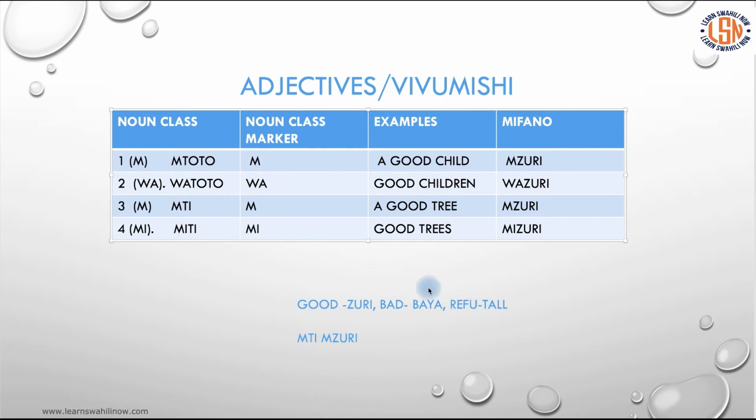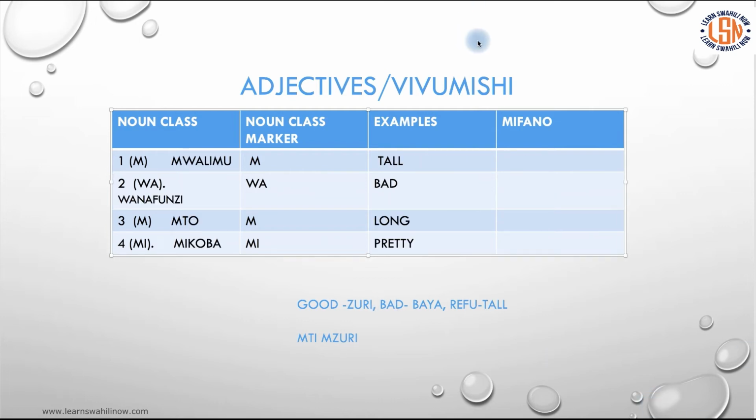How about we try it with the other adjectives that we were working with? Okay, so I have decided to mix things a little bit. I am using other nouns from noun class 1 and noun classes 2, 3, and 4. So mwalimu for teacher, wanafunzi for students, and then mto for river, and mikoba for bags. So the same thing remains, the noun classes, because I really didn't change any noun classes, I just changed the examples. So it's still going to be M for noun class 1, wa for noun class 2, M for noun class 3, and me for noun class 4.